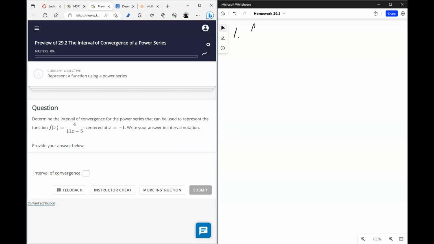We are asked to find the interval of convergence of the power series representation of the following function, centered at x equals -1. And the first thing we need to do is go through the process of finding that power series. So let's do that real quick.